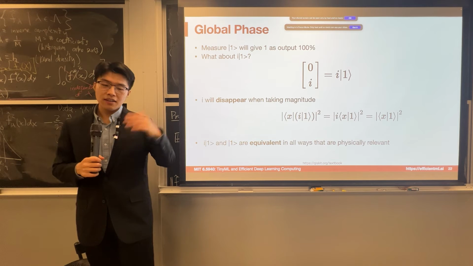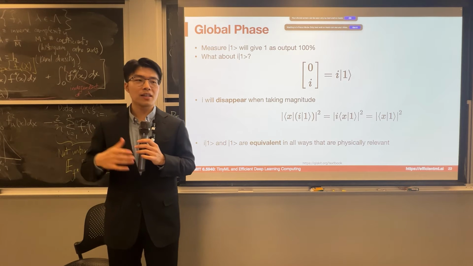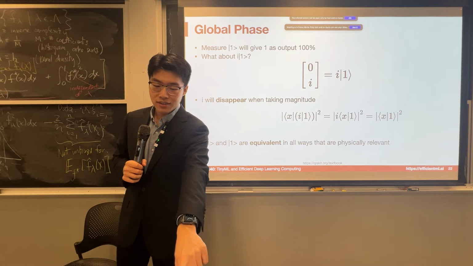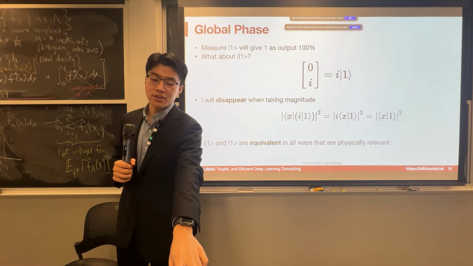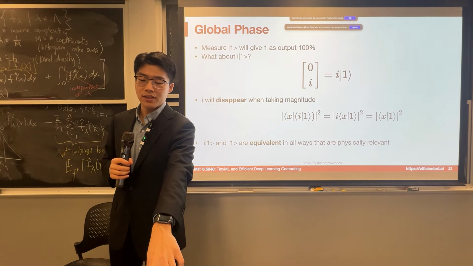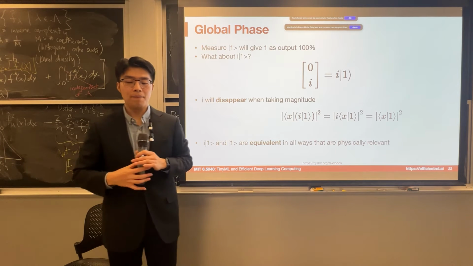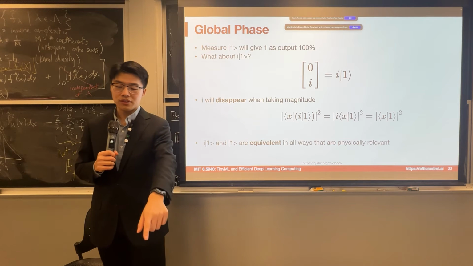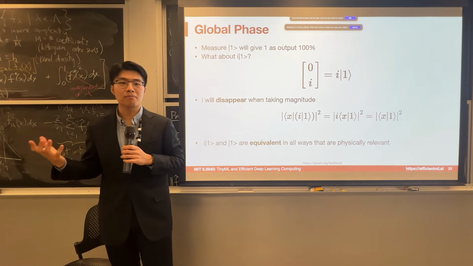Okay, so another thing about quantum I want to introduce is called global phase. Say you measure 1, then the 1 state will give you a 1 with 100% probability, because you just prepared a classical state 1, right? But what happens if the state is i times 1? Mathematically, it can be represented by this vector, 0 and i. If we do this calculation when we measure a 1 here, the i will disappear, and we just take the magnitude. We can see that i1 and 1 are equivalent in terms of the physical measurement, right?